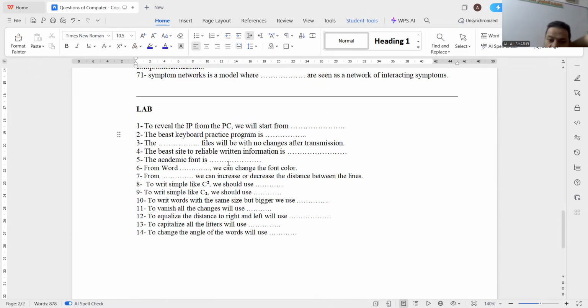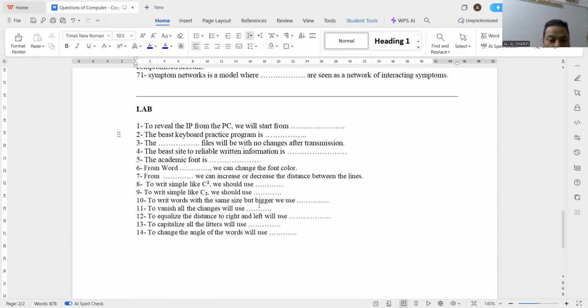What is the academic font? From Word, Insert, Layout, Home, Tools of Word, we can change the font color. From what can we increase or decrease the distance between the lines? How can we create C to sub 2, from which button? From which button can we write the 2 to be the atomic number like that? From the Word page, to write words with the same size but bigger, which button should you press to vanish all the changes?